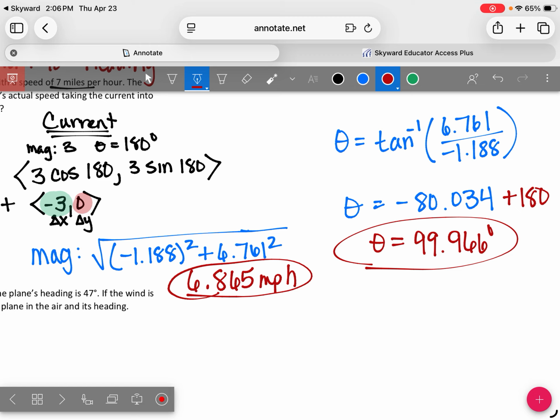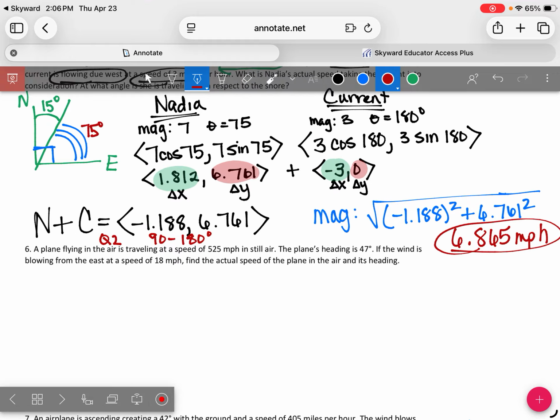So you need to keep in mind that your answer needs to fall between 90 and 180. You're either going to add 180 or 360. Which one's going to get you there? All right, last one that we're going to do together. The last one you do on your own. I'm going to check answers.